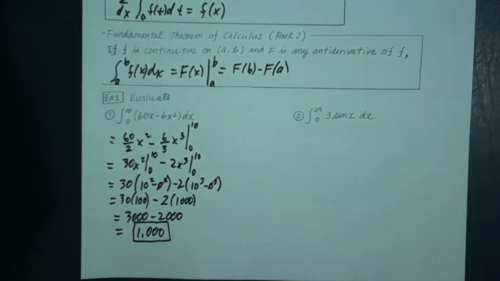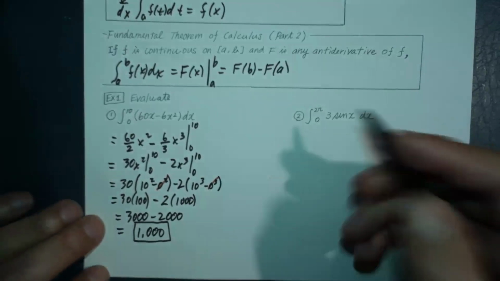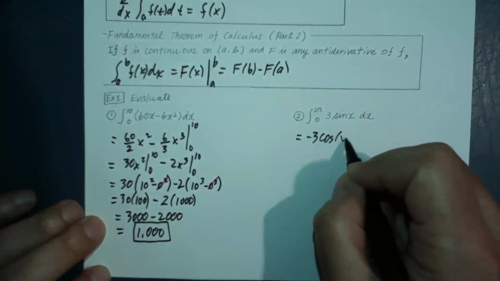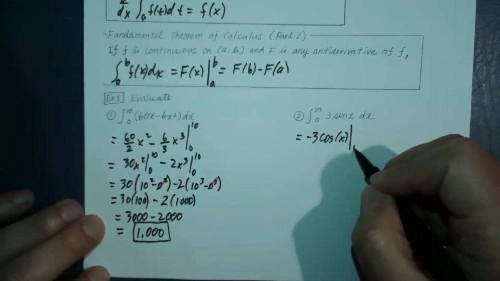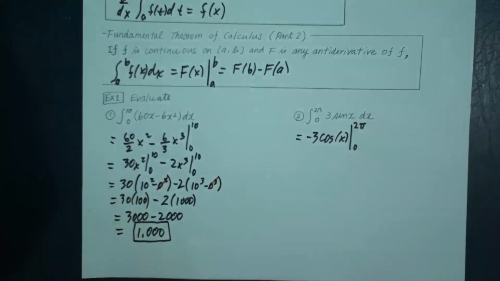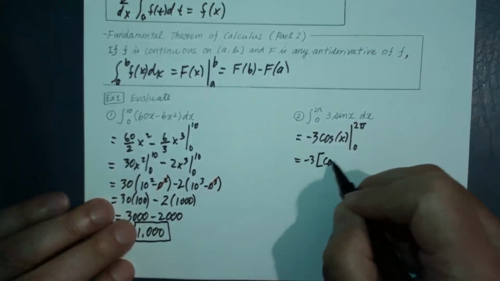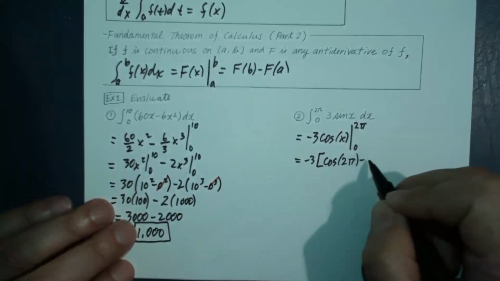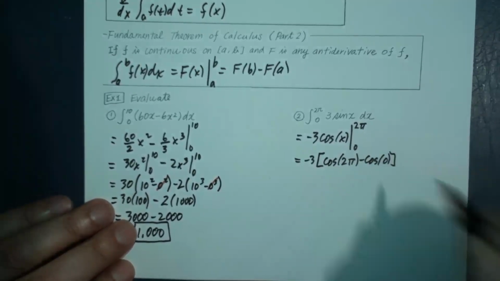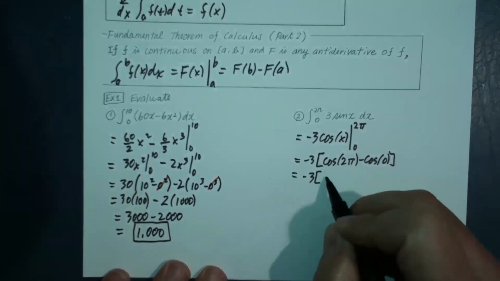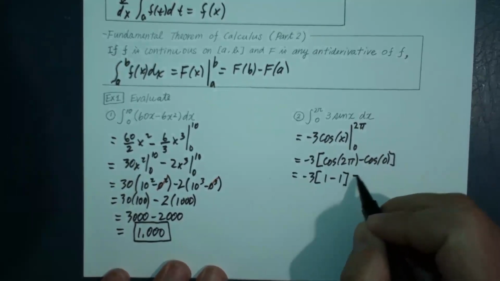All right, so for number 2, we want to know the integral from 0 to 2 pi of 3 sine of x. The antiderivative of that is going to be negative 3 cosine x. Remember, there's an extra negative in there when you integrate sine. So this gives us negative 3 cosine of 2 pi minus the cosine of 0. Cosine of 2 pi is 1, cosine of 0 is 1, and you can see this whole thing becomes 0.